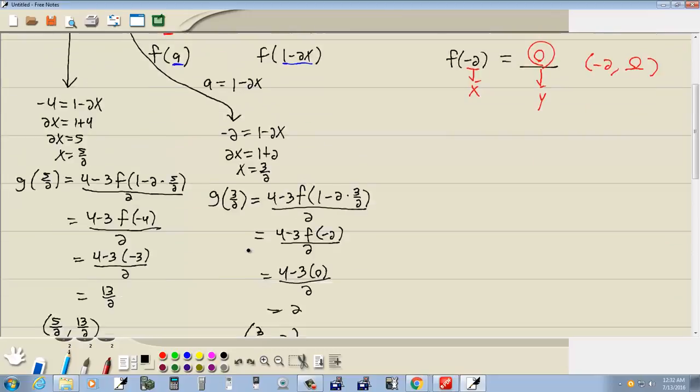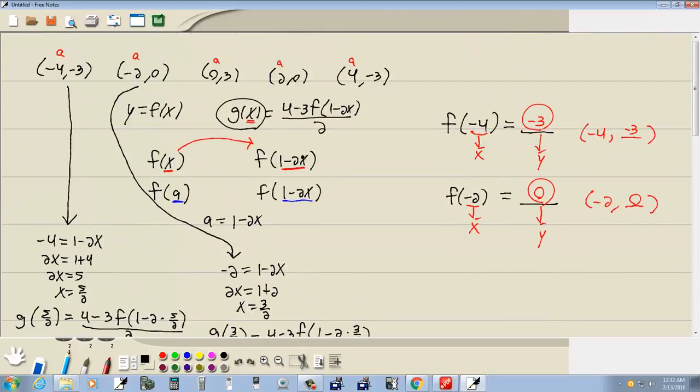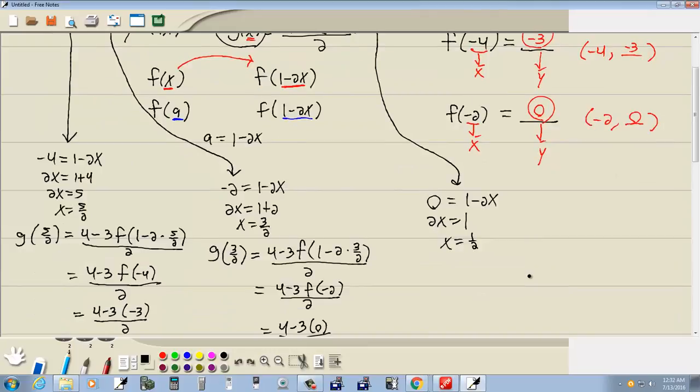Now one more. Let's take a look at this one, transformed. I'm going to set a, which is 0, equal to 1 minus 2x. Take -2x over, it becomes a positive 2x, and we get x is equal to 1/2. So that's our transformed value for x. We're going to plug that into our g of x. So g of 1/2 is equal to 4 minus 3 f of (1 minus 2 times 1/2) over 2.